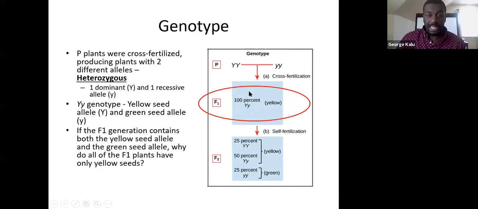Now, when we look at these individuals, we find that all of these take on this yellow trait, this yellow allele here, even though one parent was yellow and the other one was green. All the offspring come out yellow. And we'll talk about that in a second.